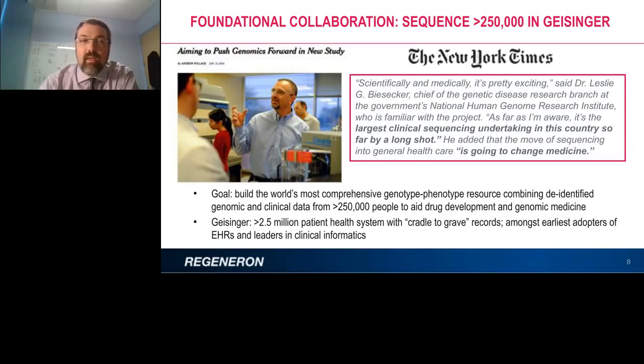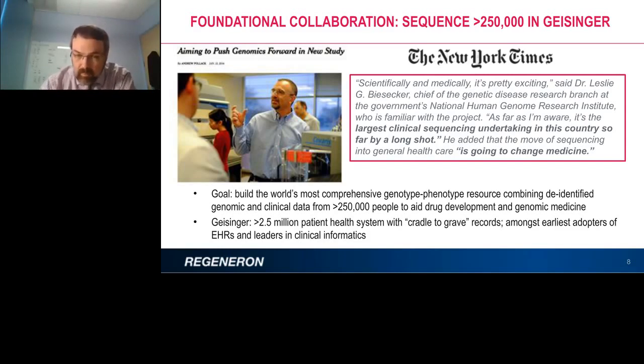So, talking about this foundational collaboration I alluded to earlier, when the Regeneron Genetics Center launched in 2014, we knew we needed a really great partner to launch something really, really big. Because, as I'll convince you throughout this presentation, there is unique value in having large numbers of individuals so we can collect large numbers of carriers of rare variation. So the concept of the launch of the RGC with the Geisinger collaboration was really to build the world's most comprehensive genotype-phenotype resource, combining de-identified genomic and clinical data for more than 250,000 people.